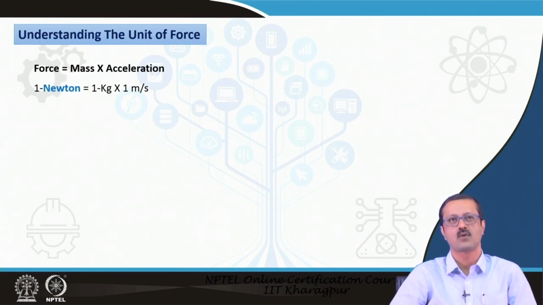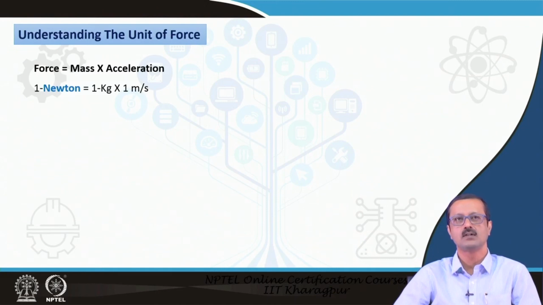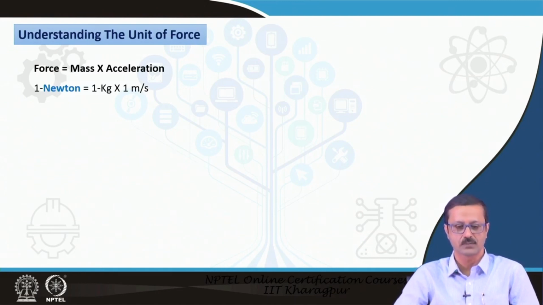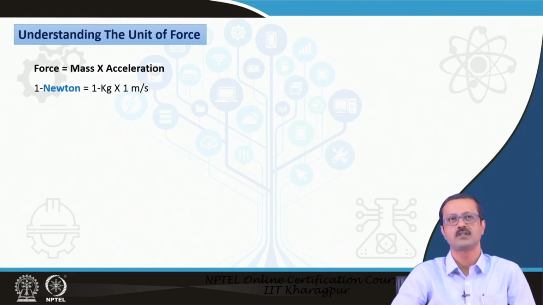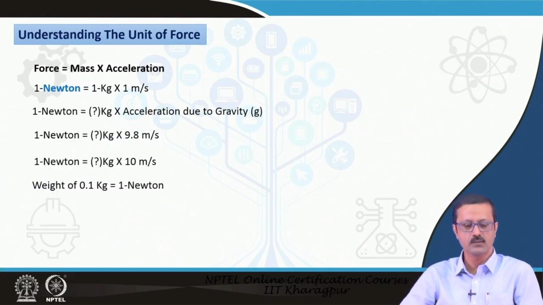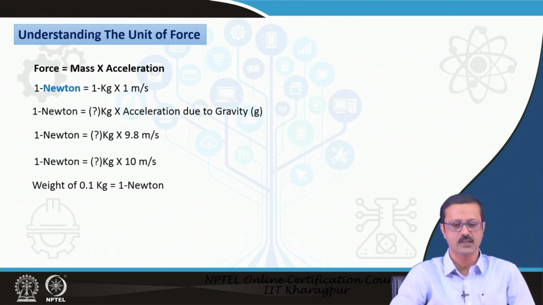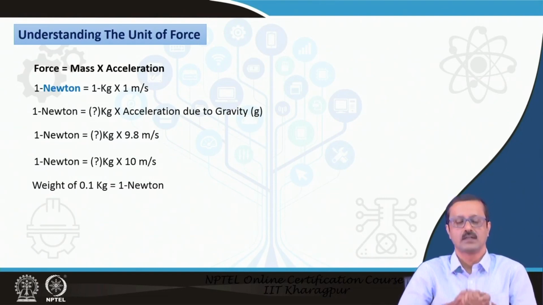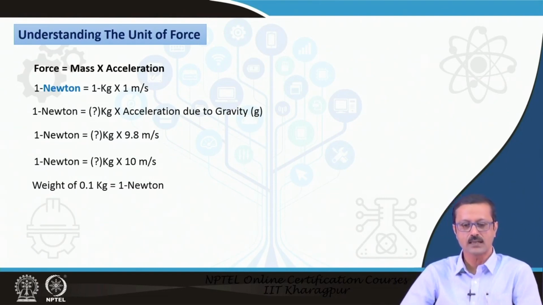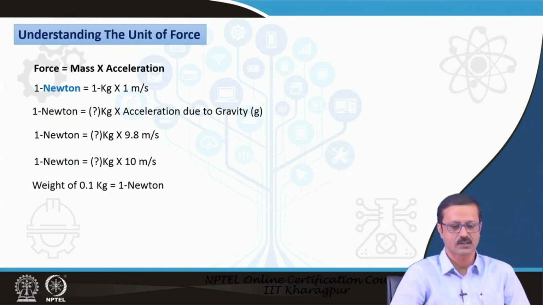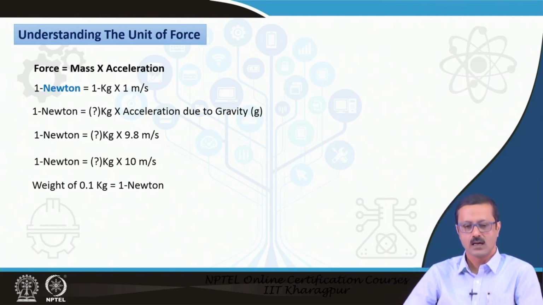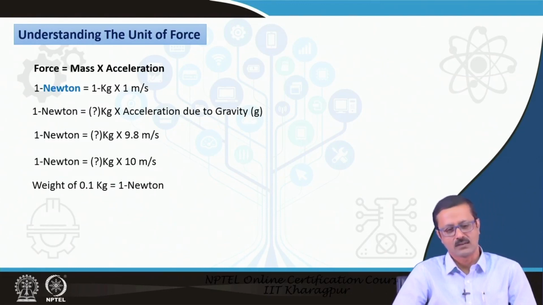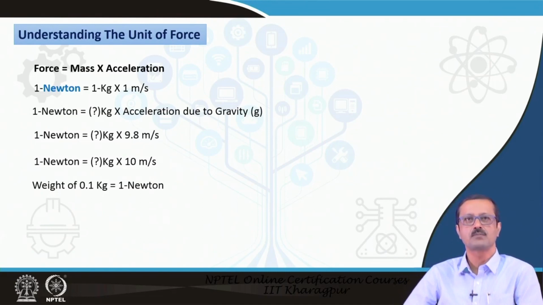Now let us see how much 1 Newton actually is. 1 kg and 1 meter per second square may not give us the real picture of 1 Newton. So, 1 Newton is how many kg if it is under the acceleration due to gravity, g? That means I am going to find out the weight component of 1 Newton. The acceleration due to gravity is more or less 9.8 meter per second square, and 9.8 is very close to 10, so I take it as 10 meter per second square.